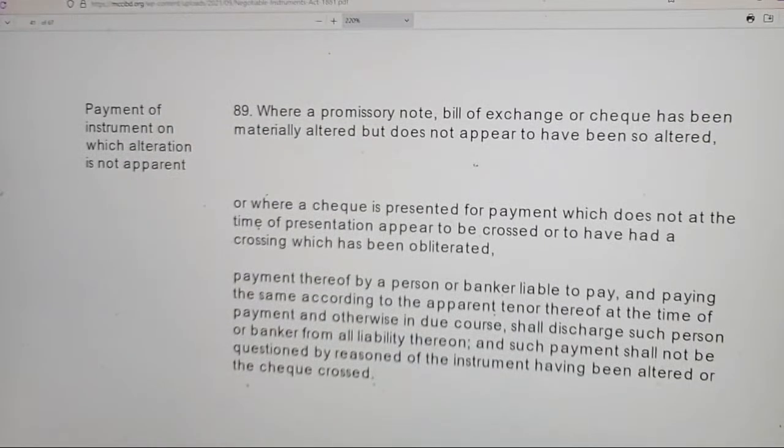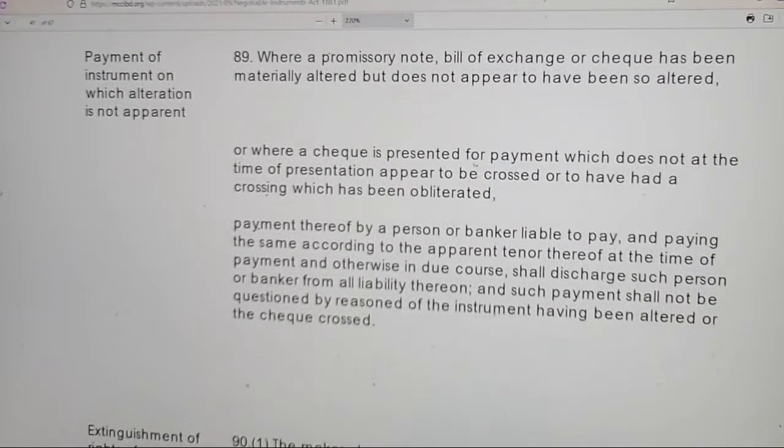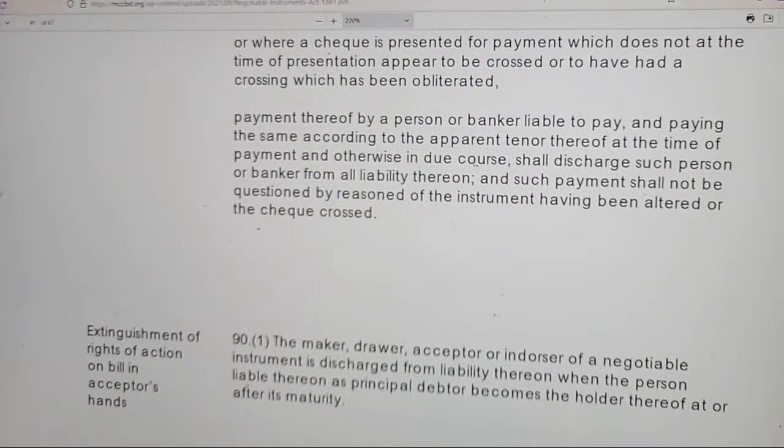Payment of instrument on which alteration is not apparent. Where a promissory note, bill of exchange, or check has been materially altered but does not appear to have been so altered, or where a check is presented for payment which does not at the time of presentation appear to be crossed or to have had a crossing which has been obliterated, payment thereof by a person or banker liable to pay and paying the same according to the apparent tenor thereof at the time of payment and otherwise in due course shall discharge such person or banker from all liability thereon, and such payment shall not be questioned by reason of the instrument having been altered or the check crossed.